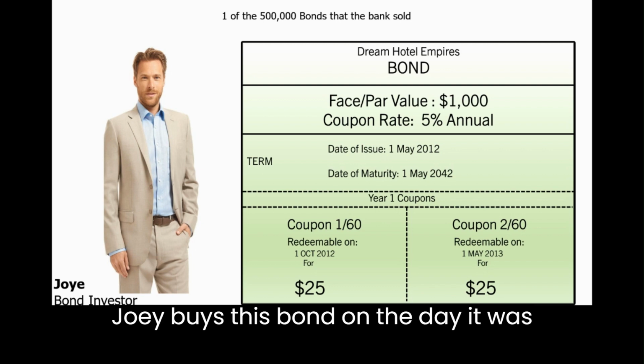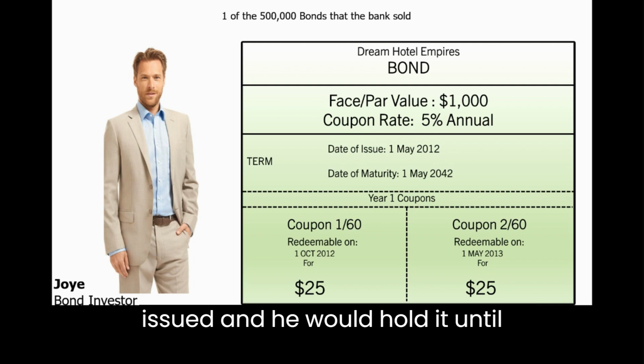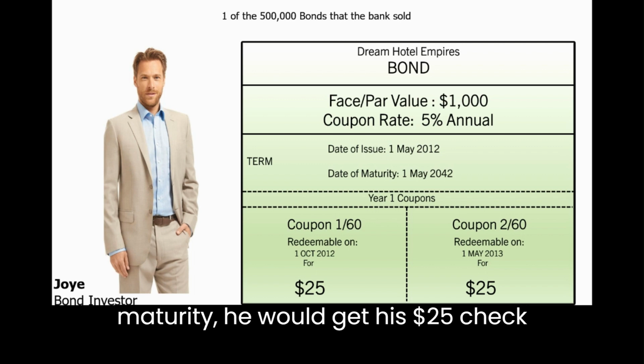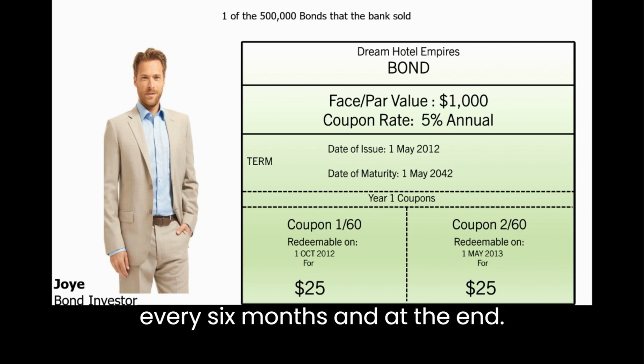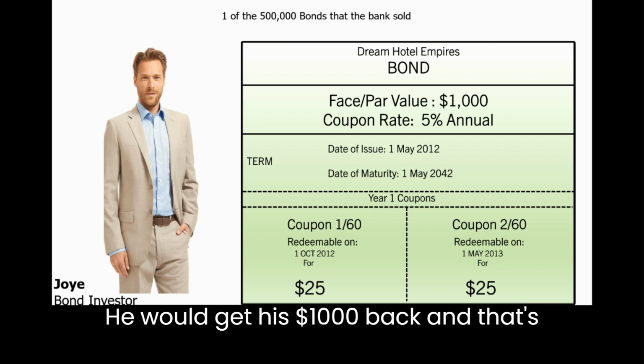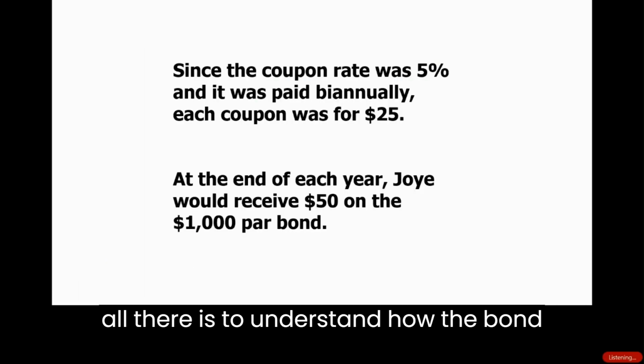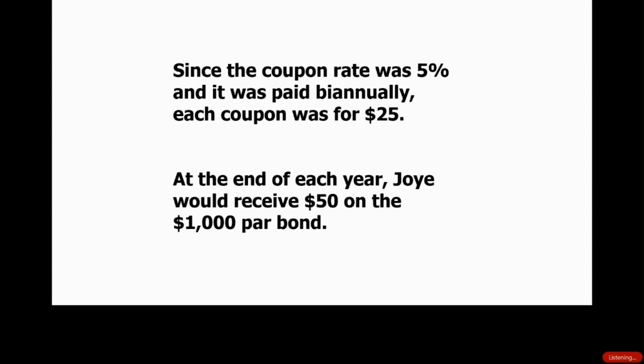If Joey would buy this bond on the day it was issued and he would hold it until maturity, he would get his $25 check every 6 months, and at the end, he would get his $1,000 back. And that's all there is to understand how the bond works.